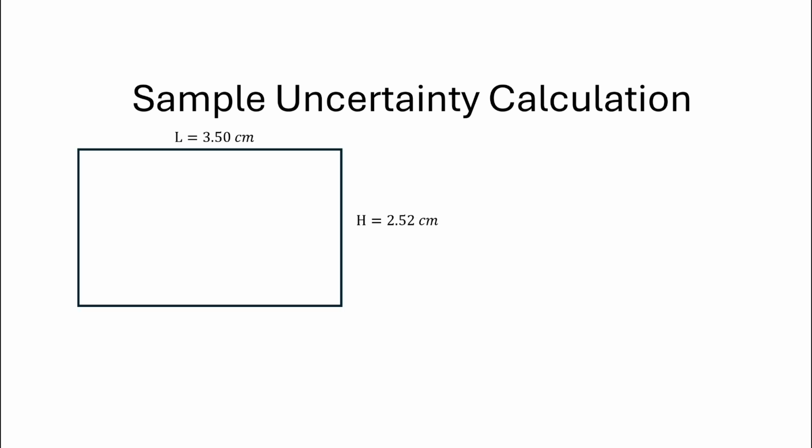Okay, this is a quick sample uncertainty calculation video. The goal is just to kind of run you through how to do this. So let's say that you have a rectangle and you measure the length and the height of that rectangle to be those numbers. And the first thing we have to talk about is, where did those numbers come from? What do they even mean?